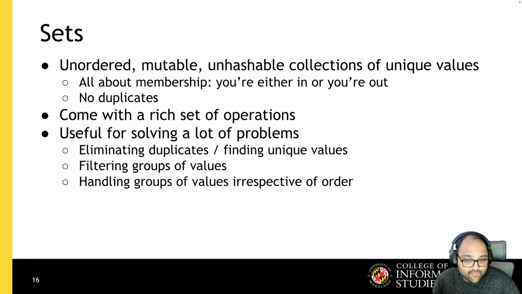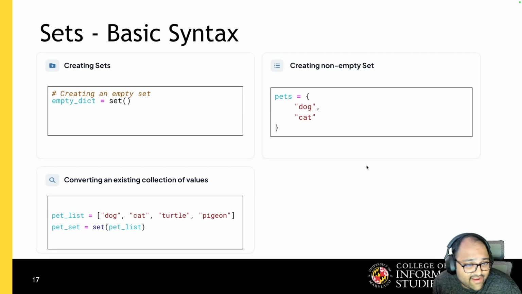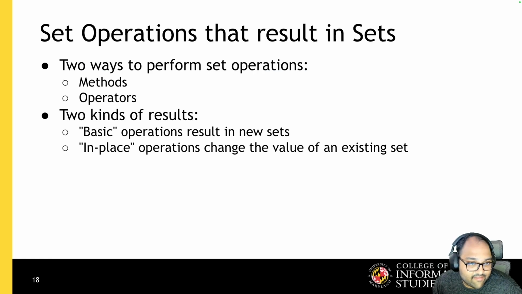So they help you eliminate duplicates, find unique values, filter groups of values, and handle groups of values irrespective of order. They allow you to do a lot of these math operations, which typically take a lot more work to do. Okay, so how do we create sets? They're really easy. First, you can just do equals set parentheses. You might look at this and be like, whoa, that's too easy. It is. Then you could also use curly braces and just create a list of values, basically. Or you can take a list and say set of list. That's really beneficial because if you have duplicates in the list, it'll immediately remove them. So there are some nice things to do.